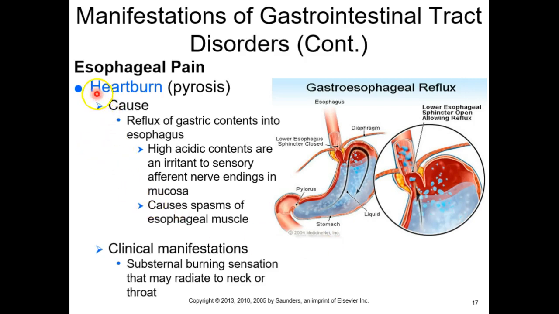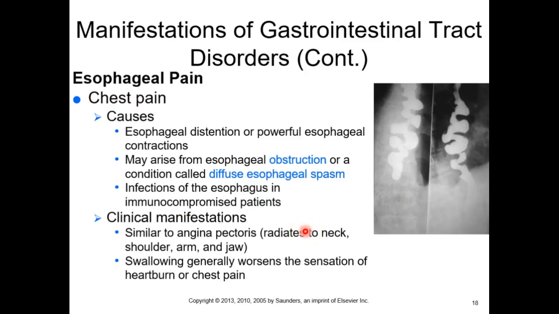So, okay, heartburn. Another source of esophageal pain and dysphagia, for that matter, is diffuse esophageal spasm. This is discoordinated peristalsis. It could also be caused by infections or problems from immunocompromised patients, but as I understand it, it can be genetic as well, because it runs in my family. What you're looking at is a barium swallow of the esophagus, and all of the peristalsis is happening at random rather than in a coordinated fashion.